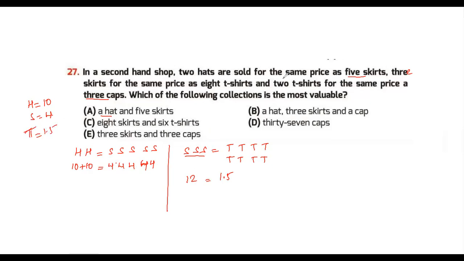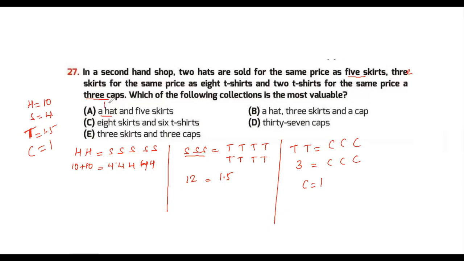Then two t-shirts for the same price of 3 caps. So this is 1.5 times 2, so this is 3. And so that means each cap is 1. Right? So this is the value. These are hypothetical numbers, like you start with this and then come up with these numbers.